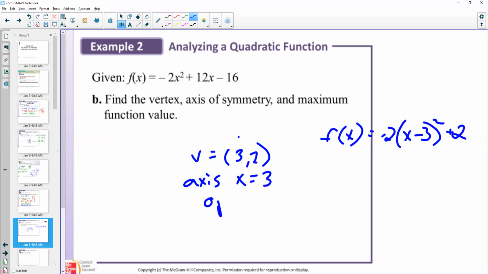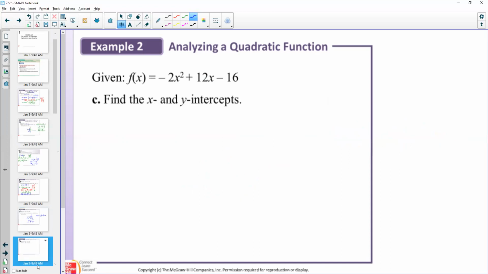This guy opens down, right? Because the 2 in front of here is negative. So it's got a maximum value. The maximum value is there. So max at y equals 2. All right. The x and y intercepts now I need to find. Now they want extra things. Well, we know how to find those.